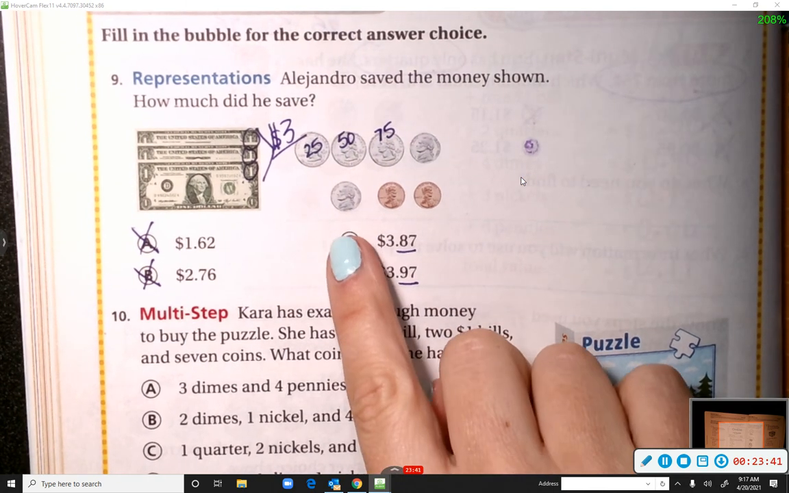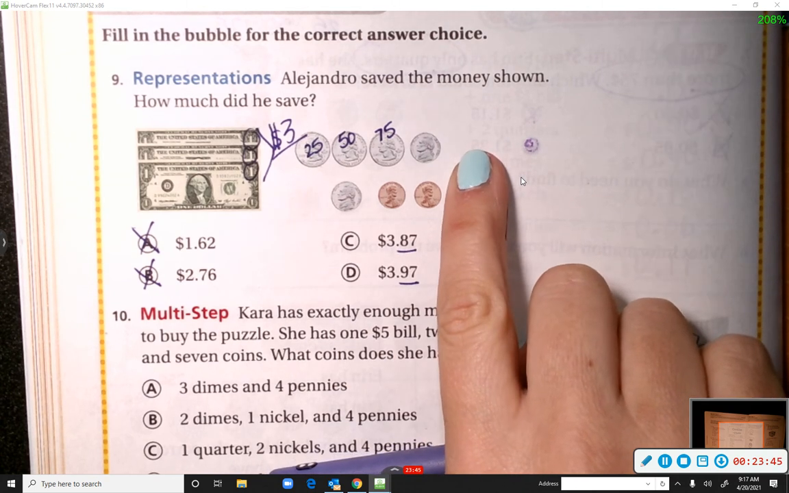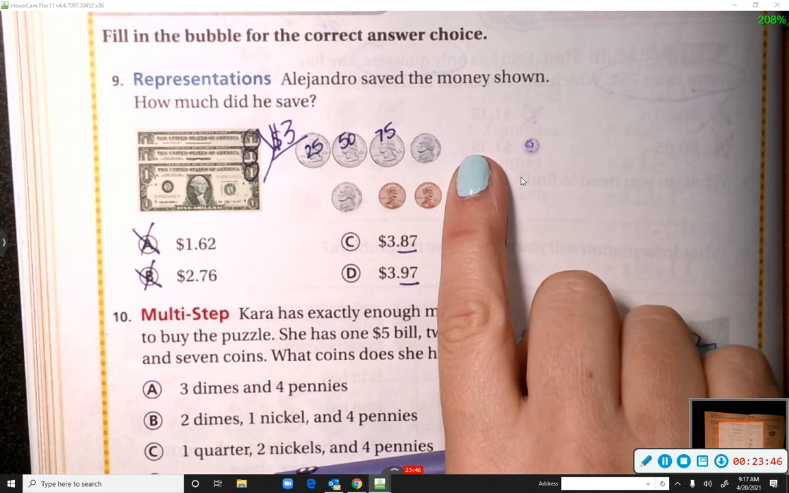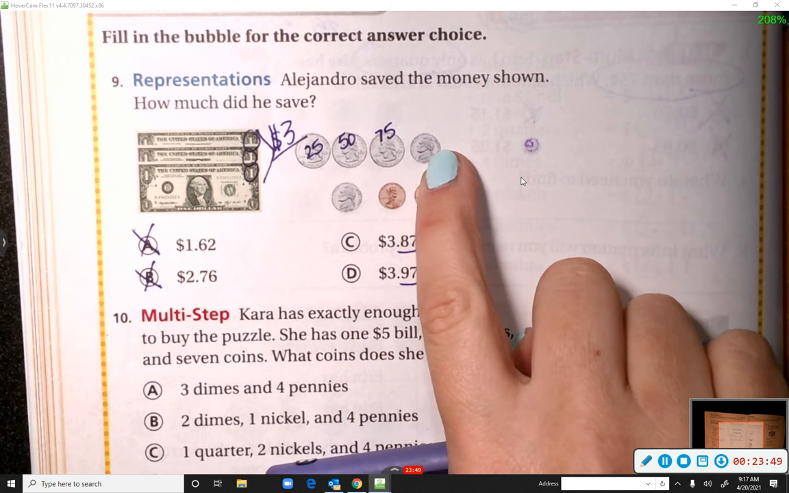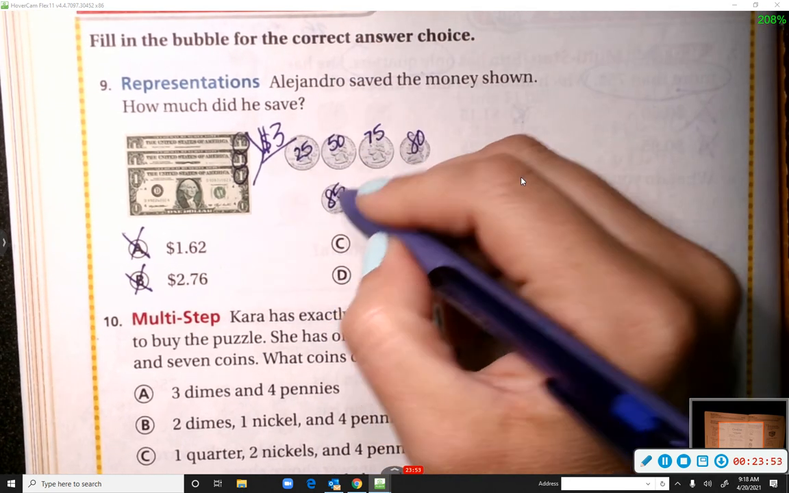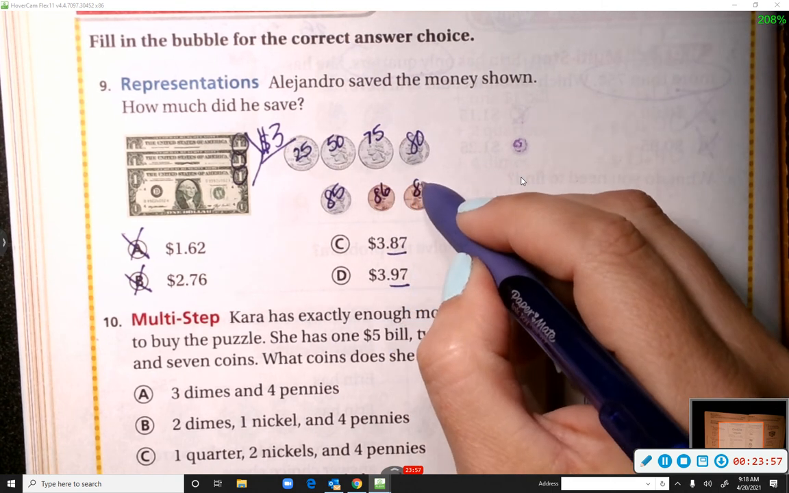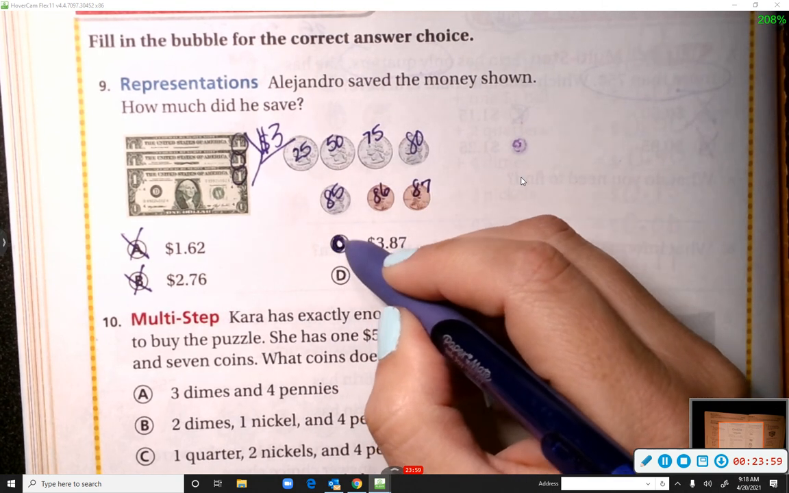Okay, now I'm going to go to the nickels, which is worth how much? 5 cents. Allie, put that up. So this would be 80, 85, and now I switch to 1. So this would be 86, 87. C is correct.